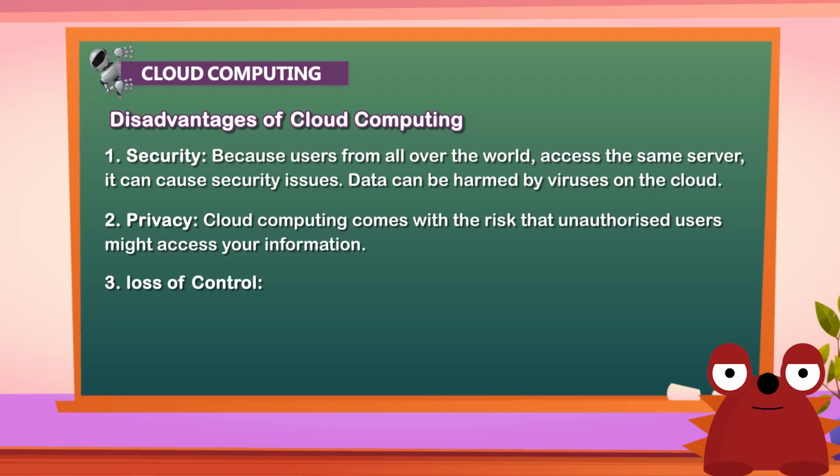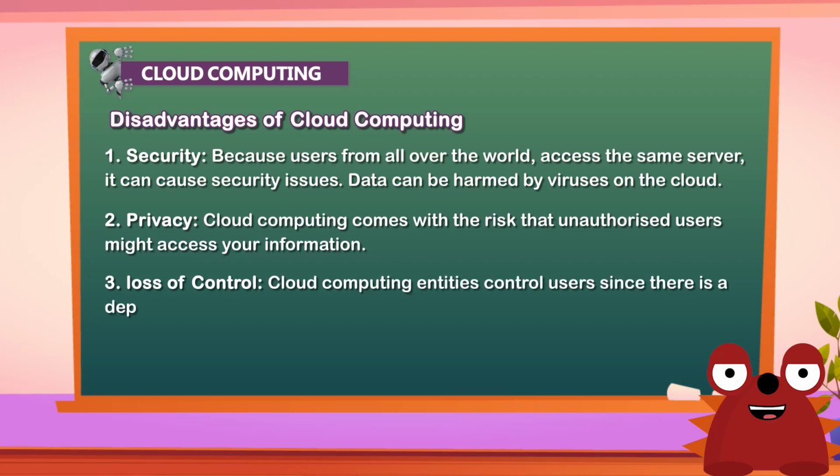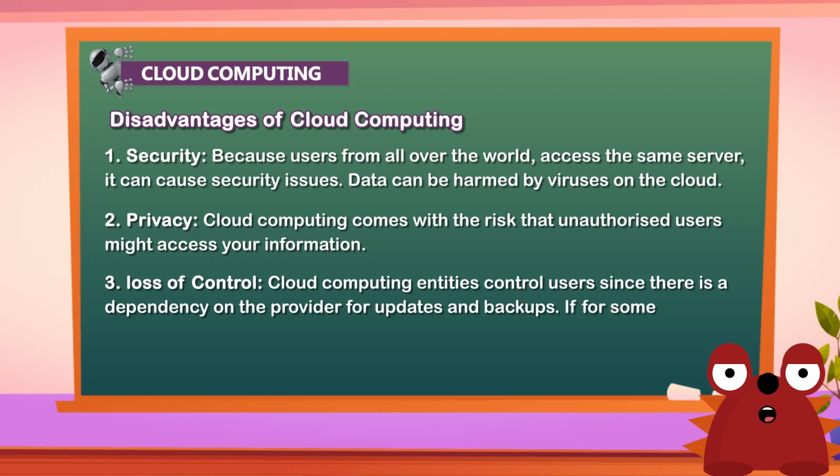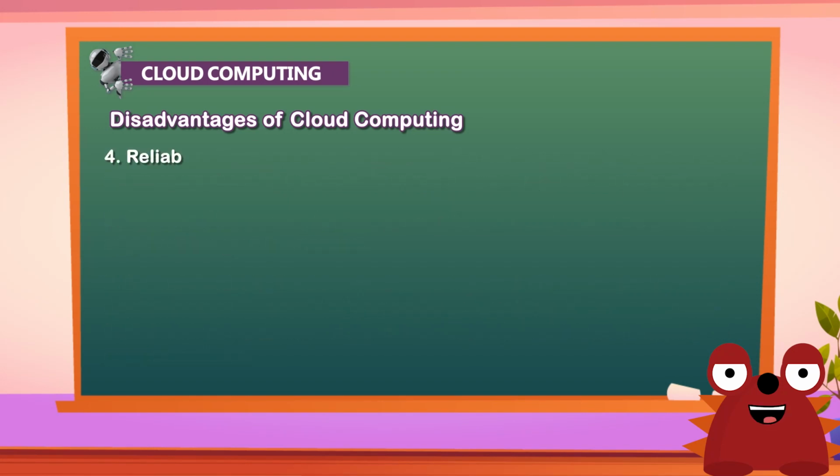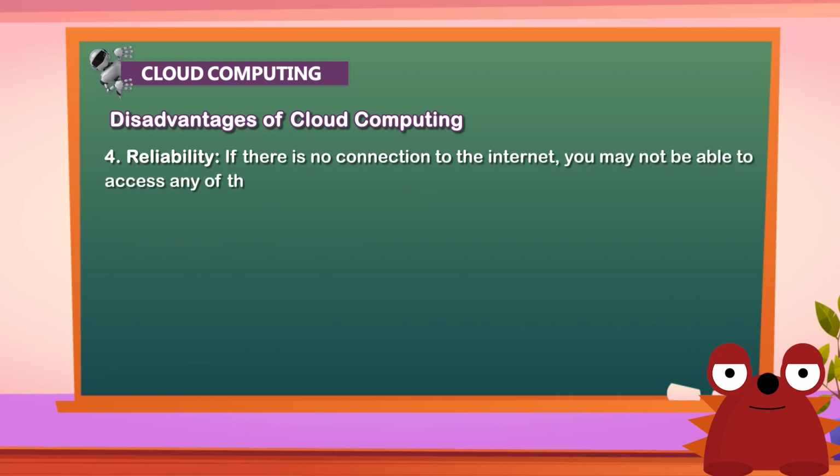Third is loss of control. Cloud computing entities control users since there is a dependency on the provider for updates and backups. If for some reason the server slows down or shuts down, you may be at the risk of losing all your information. And fourth and lastly is reliability. If there is no connection to the internet, you may not be able to access any of the data you have stored in the cloud.